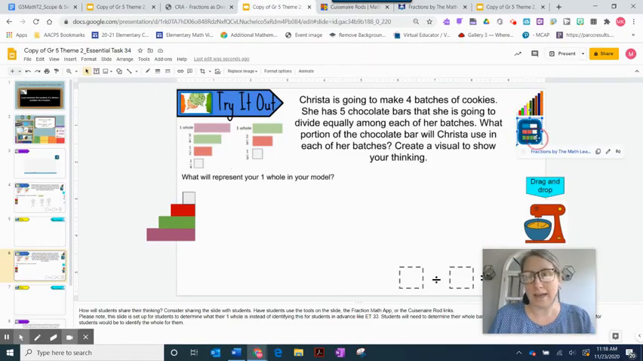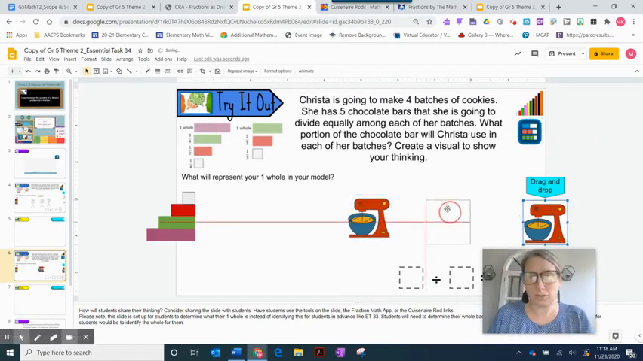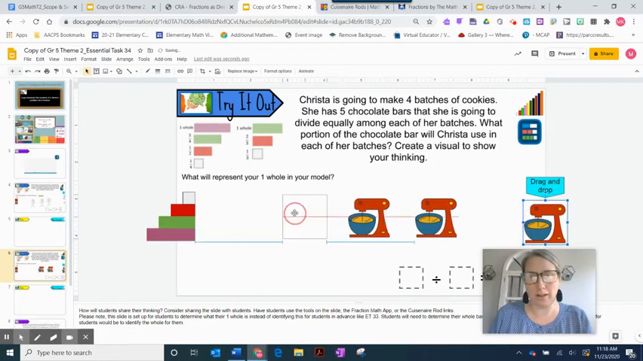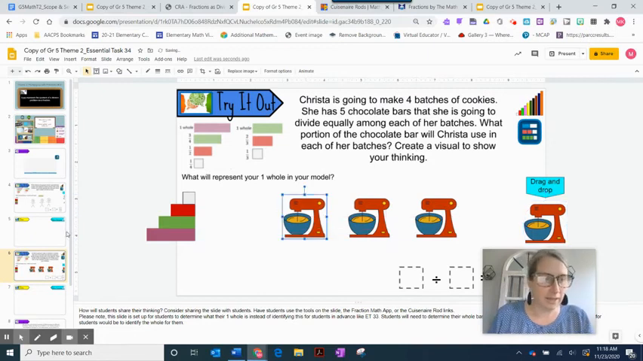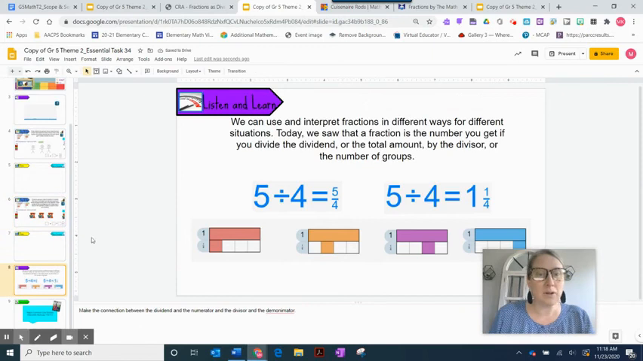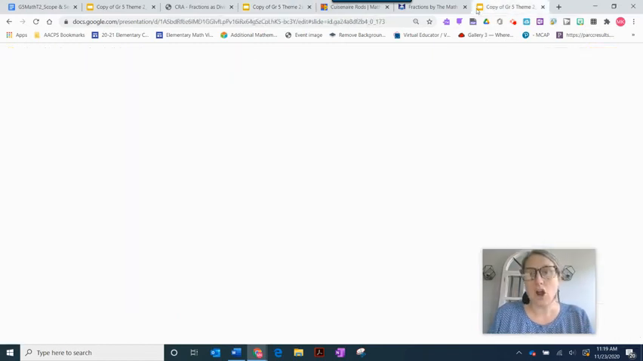There's also the math app that will continue to be linked. Once again, the problem's not already there because that's not a shareable math app. And then they can build with the drag and drop to show their different batches of cookies. Once again, another anchor chart here that you could use, or your listen and learn. They're really talking about how they can interpret fractions as division or division as fractions, and some practice pages.